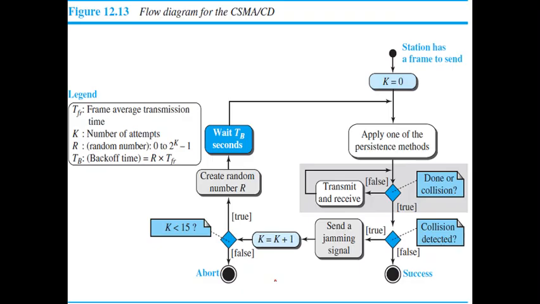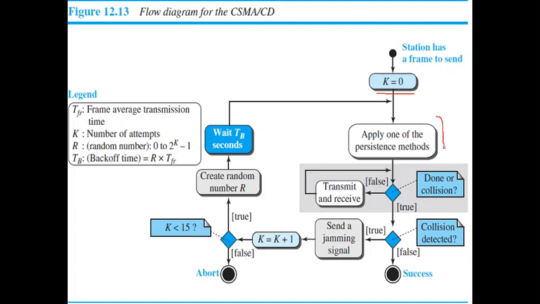Okay, so this is a flow diagram of how CSMA CD actually works. It looks like Aloha, but we have a difference in this. So we'll see how it works. Initially, whenever there is a frame from a device, it will initialize a parameter k, which tracks the number of times a frame is retransmitted. So initially it is initialized to 0.